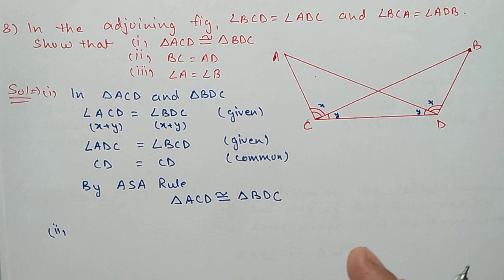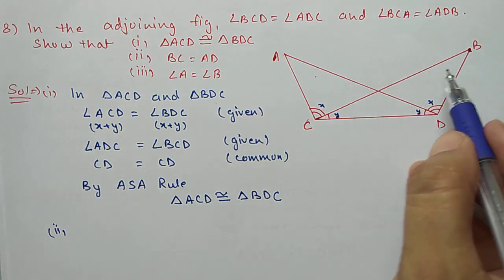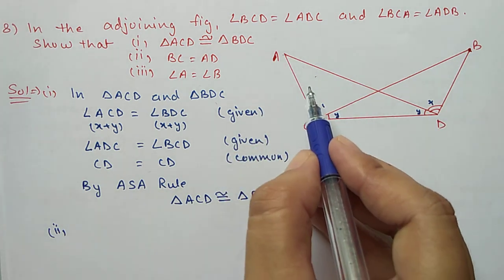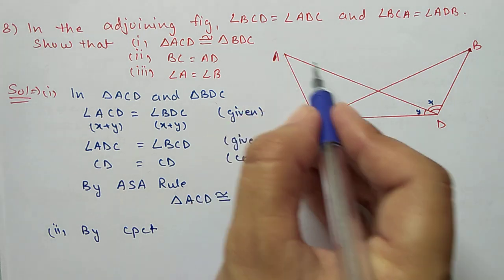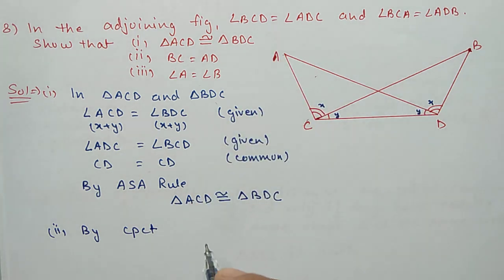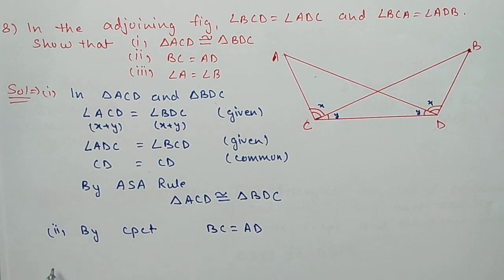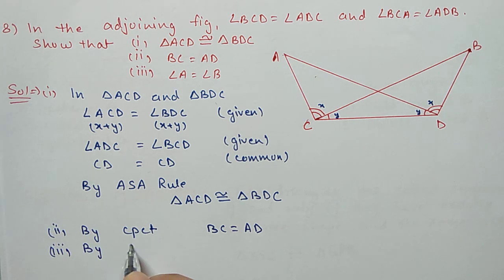Second part, we have to prove that BC is equal to AD. Because these two triangles are congruent, by CPCT we can write the third side also will be equal. The rest of the corresponding parts also will be equal. By CPCT, BC is equal to AD. And the third part also we can prove by CPCT only. By CPCT, angle A will be equal to angle B.